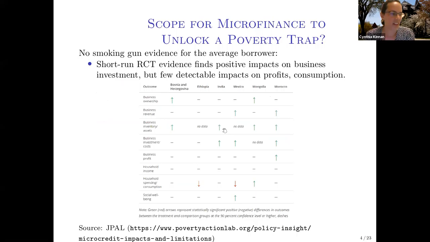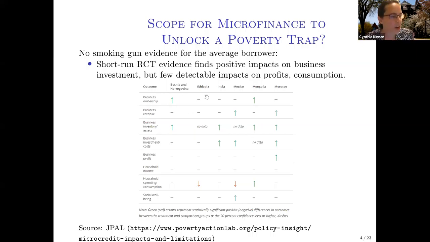Just to set the context, I want to go through this quickly in the interest of time, and also because Rebecca has already alluded to some of this. Where has the literature left us in thinking about whether microfinance might have the scope to unlock a poverty trap? As Rebecca alluded to at the start of this webinar, the first generation of RCTs, including work that I and my co-authors participated in, did not find smoking gun evidence for the average borrower that microfinance is going to catalyze a broad-based exit from poverty.